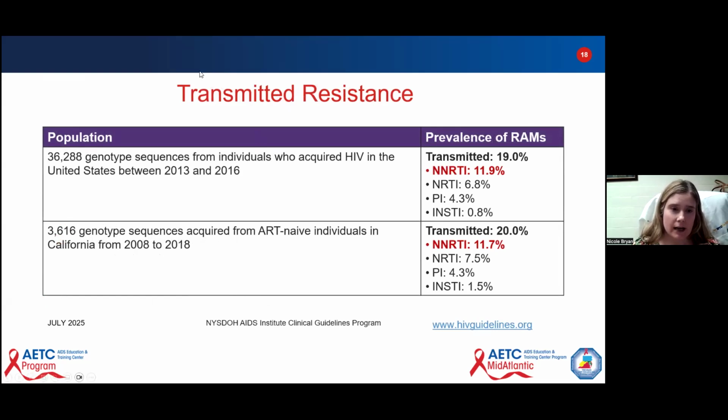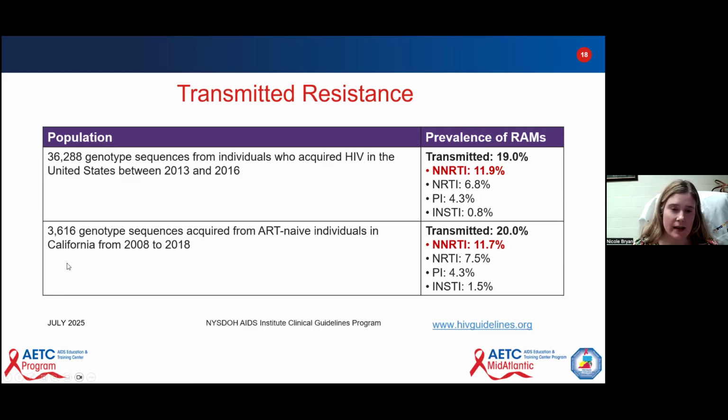So within this was a study that looked at 36,000 genotype sequences from individuals who had acquired HIV in the U.S. from 2013 to 2016. And as I mentioned, the NNRTIs really have the highest resistance there, almost 12%. And that's the most common one. They have been around for a good while, but again, they just have a lower barrier to resistance. And again, for those who acquired HIV, it was around 20%.